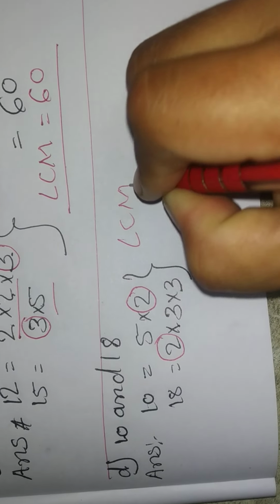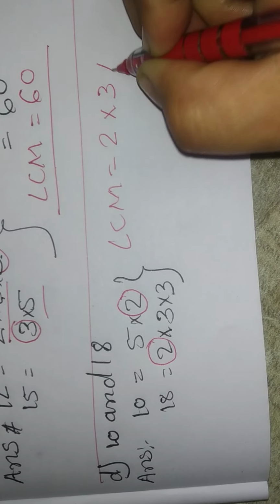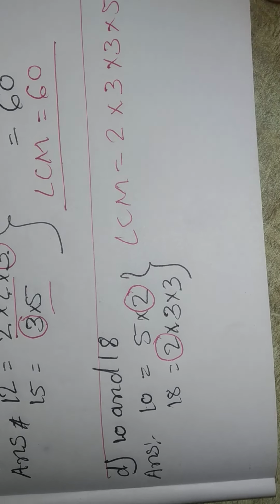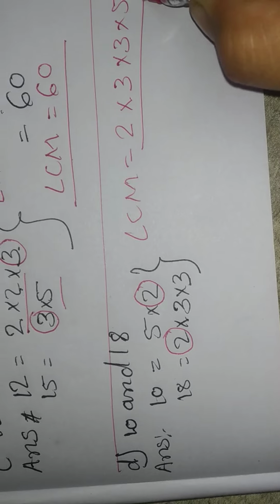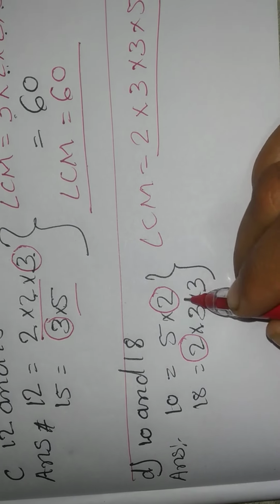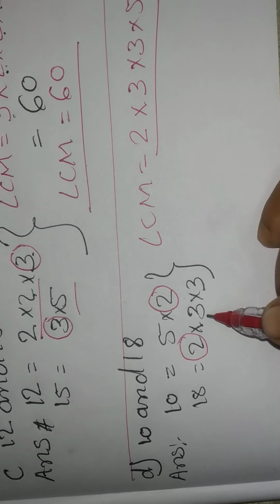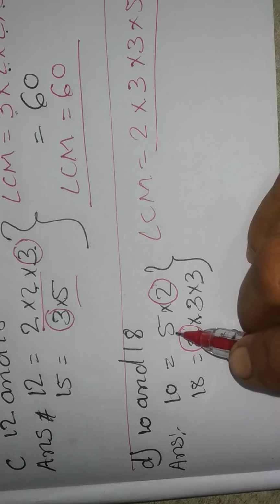So here we have to write LCM is equal to 2 into 3 into 3 into 5. Why are we writing all this? Because first we have to write the common factors. So the common factor is 2, and then we'll write the non-common factors. So the non-common factors are 3, 3 and 5.